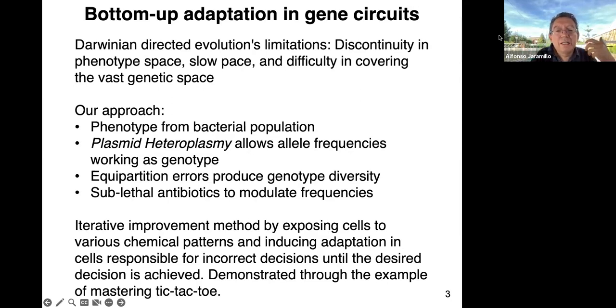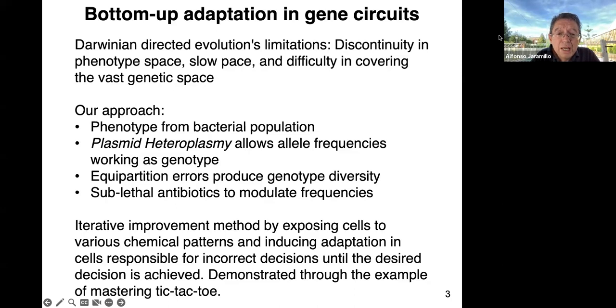We are going to use allele frequencies to work as a genotype. This means that the amount of DNA is going to be the genotype. So we are going to use the concept of plasmid heteroplasmy. This is when you have some bacteria that have a plasmid, and then they get some mutation, and this mutation is neutral. So then the plasmid, the mutant, remains there, even across the replications.